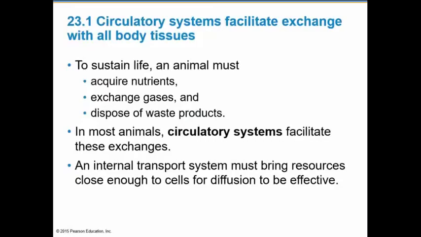Well, besides sustaining life, circulatory systems' purpose is to facilitate the ability of cells to acquire nutrients, exchange gases, and get rid of their waste products. So for most animals, not all, but most, circulatory systems are a facilitator to sustain life. A circulatory system is an internal transport system that brings resources, nutrients, and oxygen to cells, and at the same time takes away the waste products, metabolic waste and carbon dioxide.